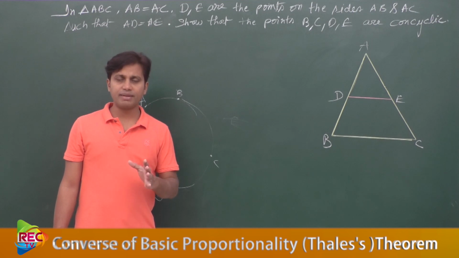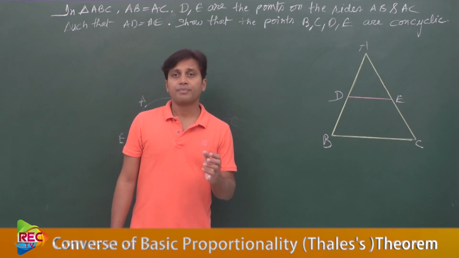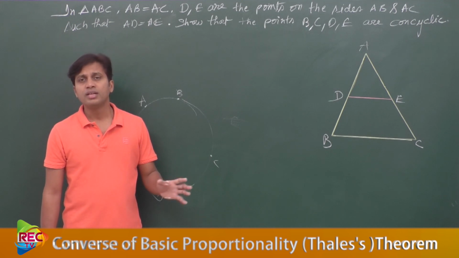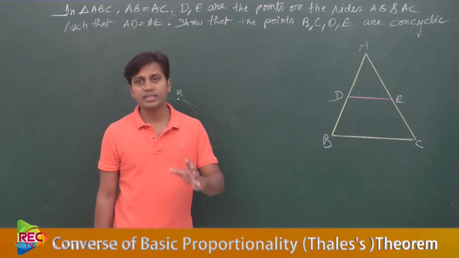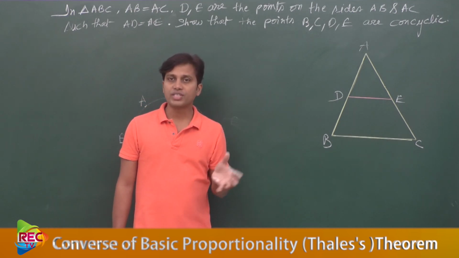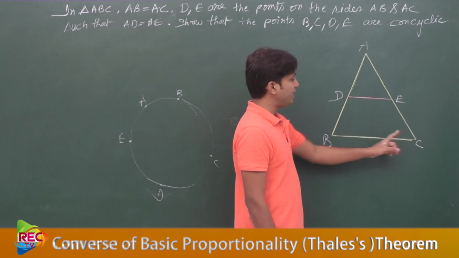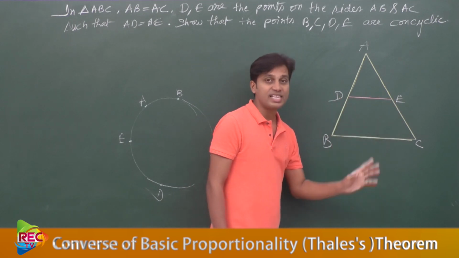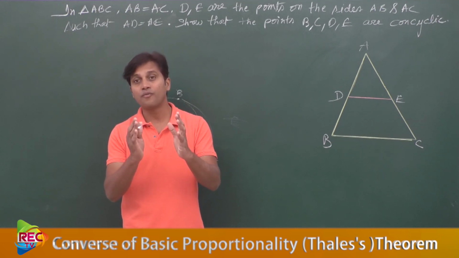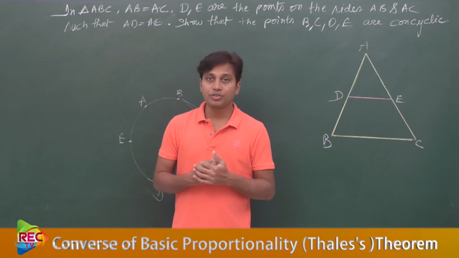This is actually a topic of 9th standard in any curriculum. From 9th standard we have learned what concyclic points are. Concyclic points means the points which lie on the circumference of a circle. So we need to show that this B, this C, this D and this E all lie on the circumference of one circle. That is our target.